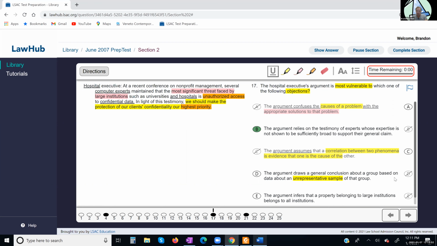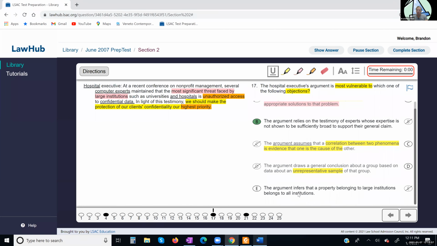If they had said that universities and hospitals, therefore all large institutions should, that would have been an unrepresentative sample. E, it infers that a property belonging to large institutions belongs to all institutions. This is the format of inferring blank belongs to blank. That is trying to describe a jump, that they are jumping from evidence of large institutions to concluding about all institutions. That part's true, the large institutions, but they're only focused on our clients, which is just their hospital. So they are not concluding about all institutions, and that makes E incorrect.